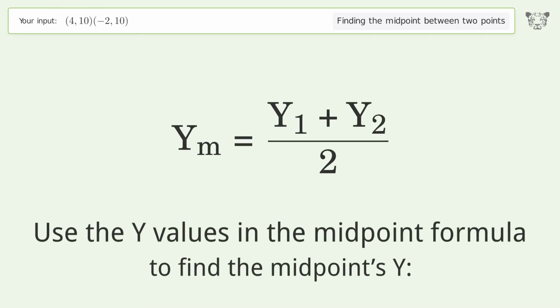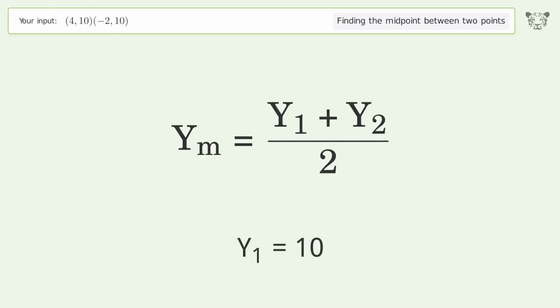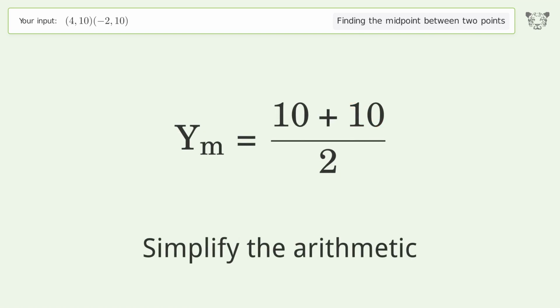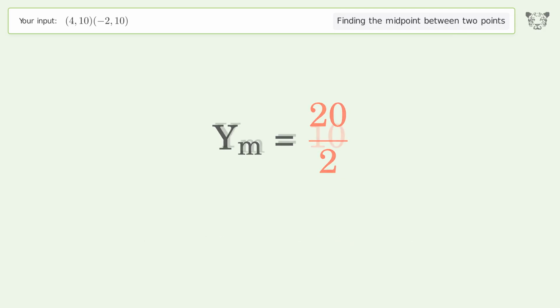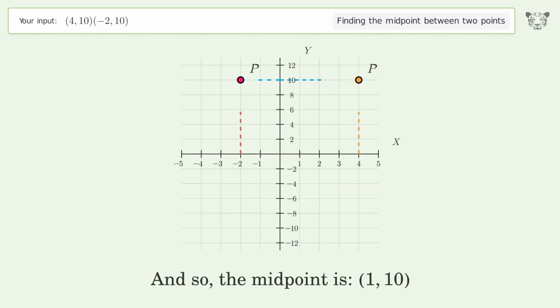Use the y values in the midpoint formula to find the midpoint's y. y1 equals 10. y2 equals 10. Simplify the arithmetic. And so, the midpoint is 1, 10.